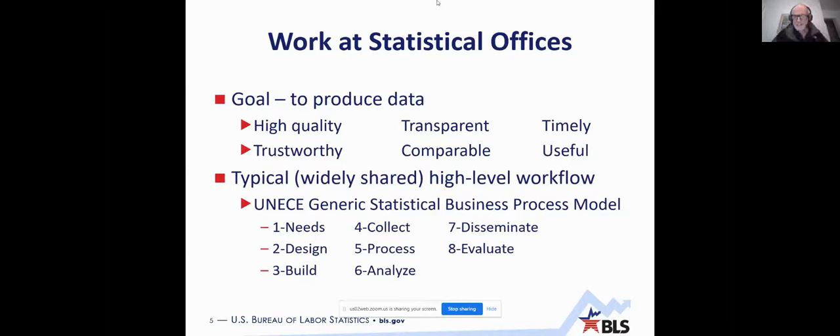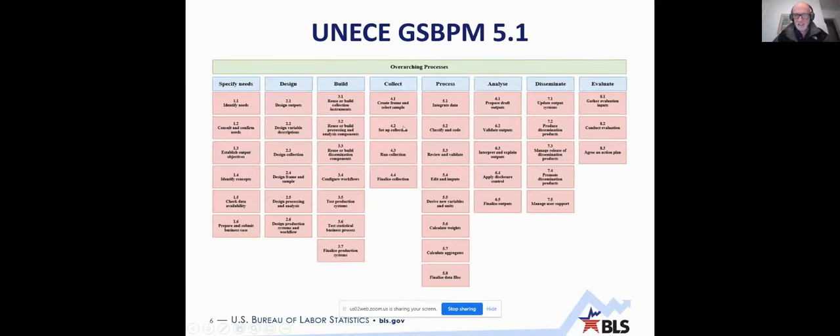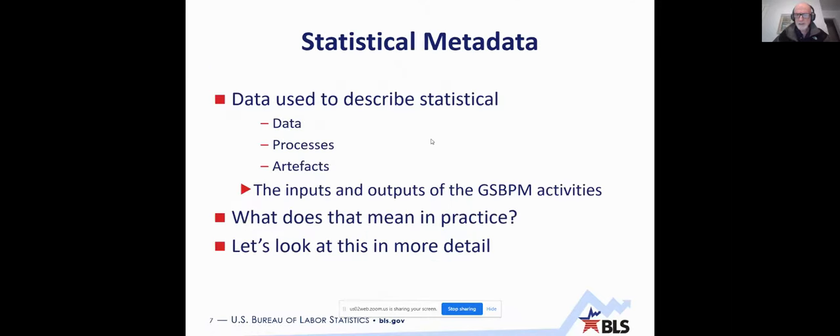There are eight main phases in the GSBPM, and I've listed them here. I'm not going to go into a lot of detail. The standard is presented in this tabular form. Each of the main phases is in blue, the columns, and there are what are called sub-processes under each one. This doesn't specify the order in which these are done. It just specifies what's done in a typical example, but very often the order in which these are actually conducted is not the same as the way they're presented.